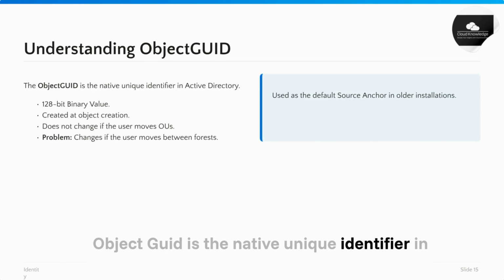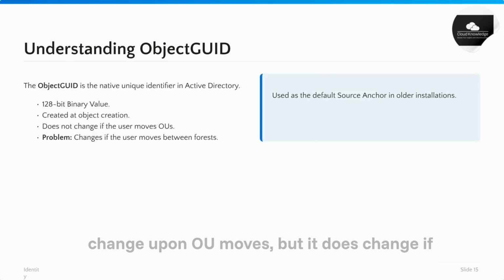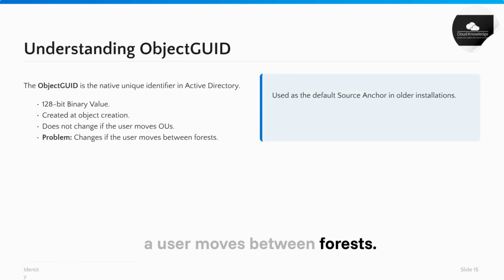ObjectGUID is the native unique identifier in Active Directory, used as the default source anchor in older installations. It is a 128-bit binary value that does not change upon OU moves, but it does change if a user moves between forests.